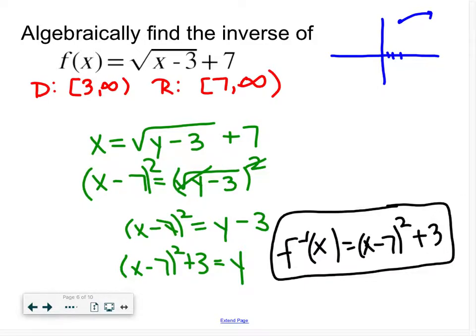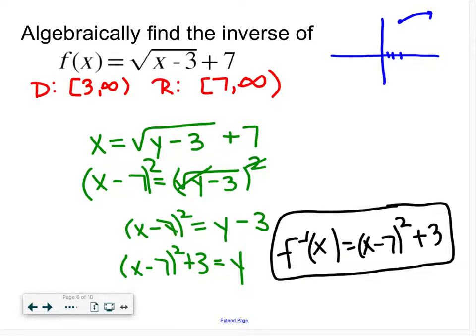Because it's a quadratic. But what did we talk about? Do quadratics have an inverse? No. Only half of quadratics have an inverse. And let's think about what we're working with here. We're working with the square root function. When we reflect over the line y equals x, that square root is only half of the parabola.